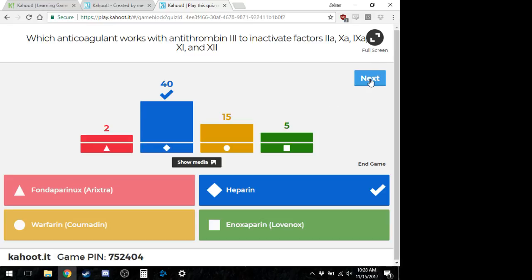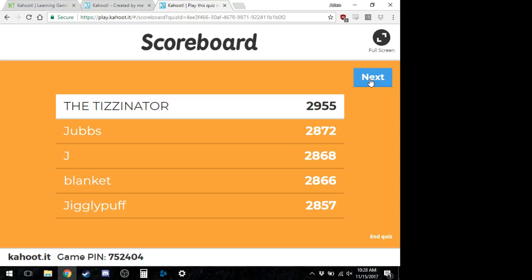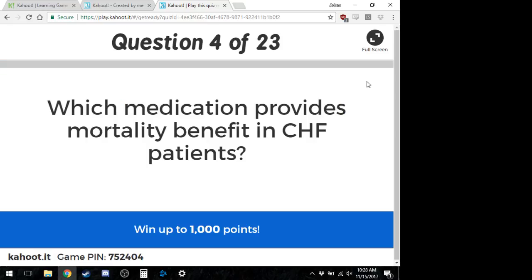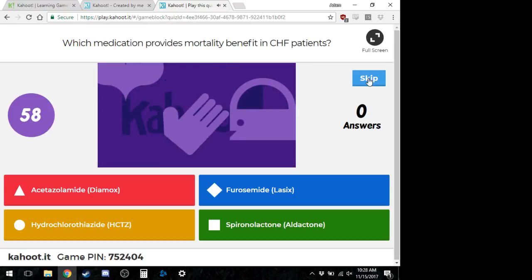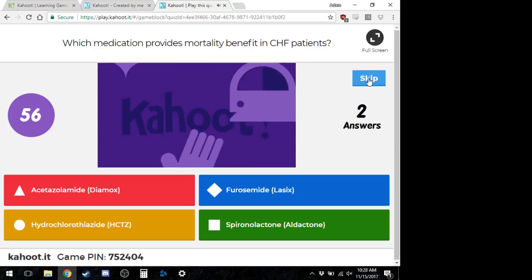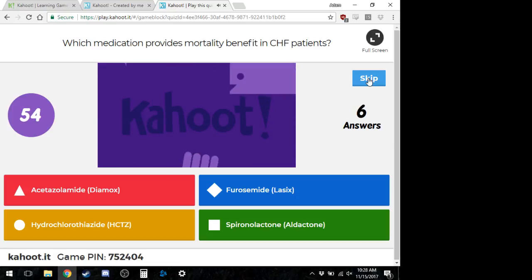Next up, which medication provides mortality benefit in CHF patients? If you get this wrong, you're in trouble.